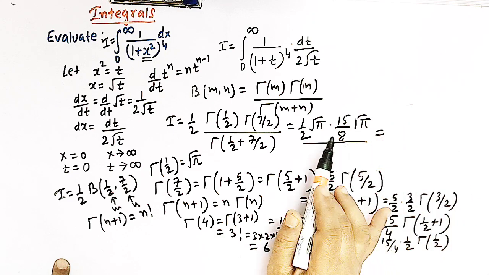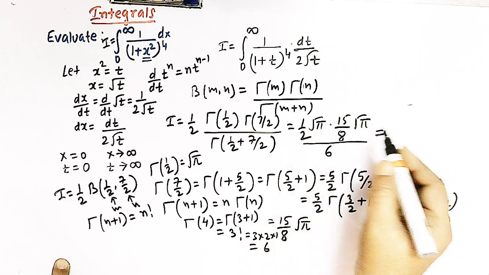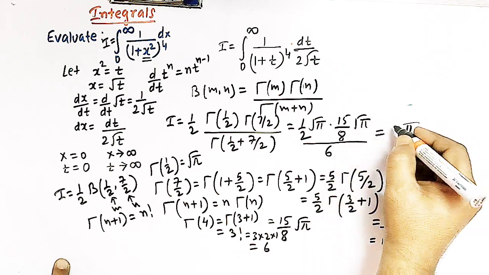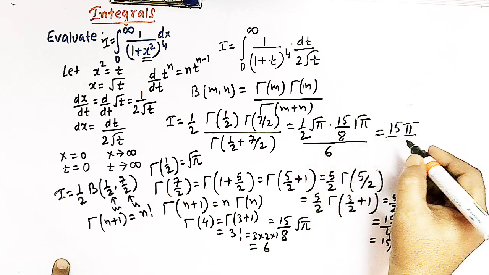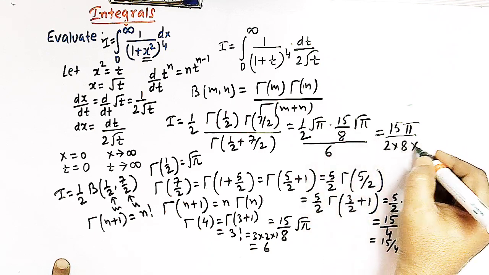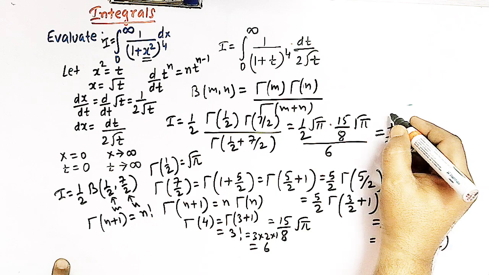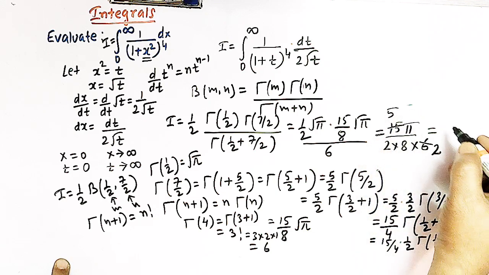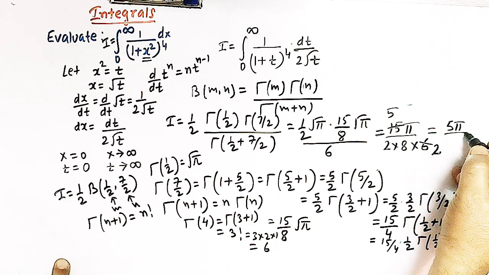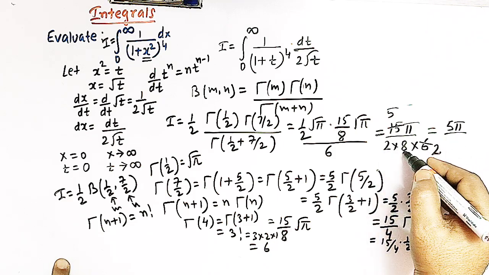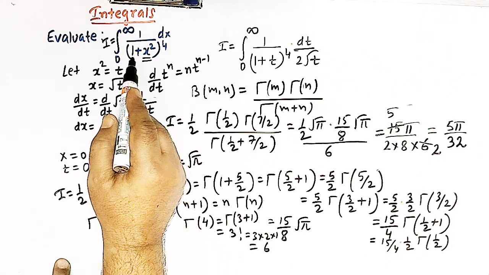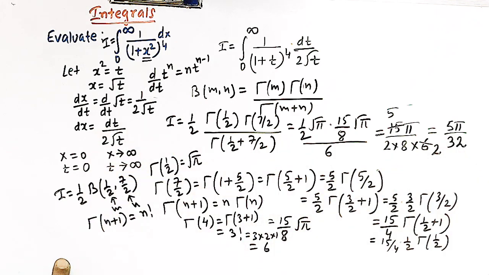So now we can solve this expression. So here square root of pi times square root of pi is pi. Here we have 15, and here we have 2 times 8 times 6. So now here we have 3 times 5 is 15. This is 3 times 2 is 6. So we have 5 pi divided by this is 2 times 8, 16 times 2 is 32, right? So the value of this integral is equal to 5 pi divided by 32.